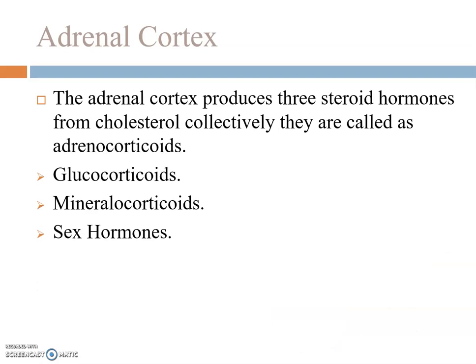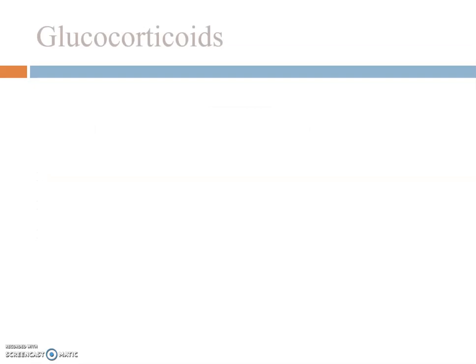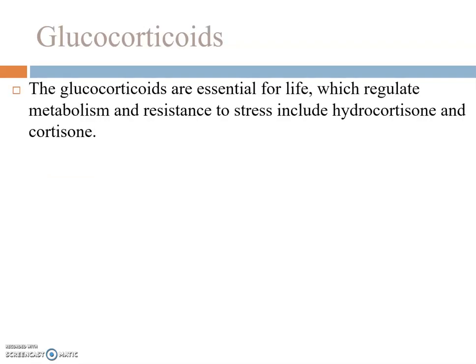Adrenal cortex. The adrenal cortex produces three steroid hormones from cholesterol. Collectively, they are called adrenocorticoids, which are further divided into glucocorticoids, mineralocorticoids, and sex hormones. Sex hormones are also called androgens. Glucocorticoids. The glucocorticoids are essential for life, regulate metabolism and resistance to stress, and include hydrocortisone and cortisone.